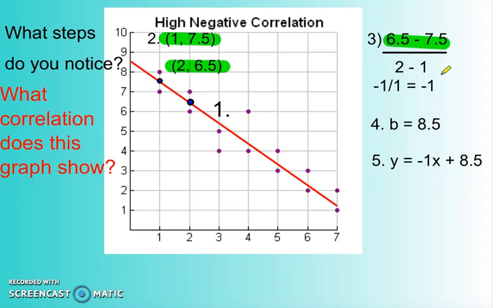That formula, as I recall in a previous video, is actually our slope formula, where we subtract the y coordinates divided by the difference in the x coordinates. And so it looks like we have a slope of -1. And then where does step 4 come from? Where does 8.5 come from?